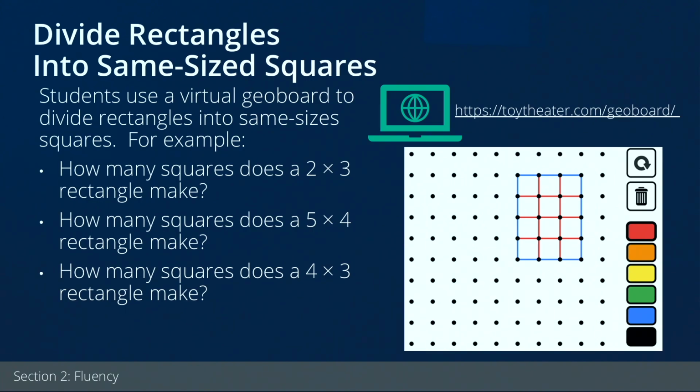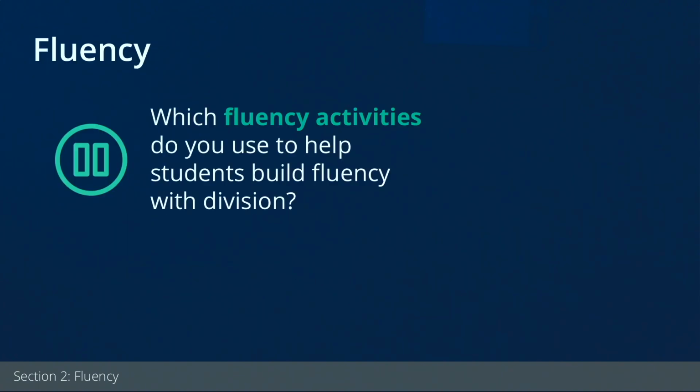You might also use some technology. Here is the digital geoboard that I was talking about earlier. So students can create a rectangle and then divide that into same size squares. So maybe I might say, well, how many squares does a 2x3 rectangle make? And then I could think about, well, a 2x3 rectangle, that makes 6 squares. 6 divided by 3 equals 2, and 6 divided by 2 equals 3, and so on.